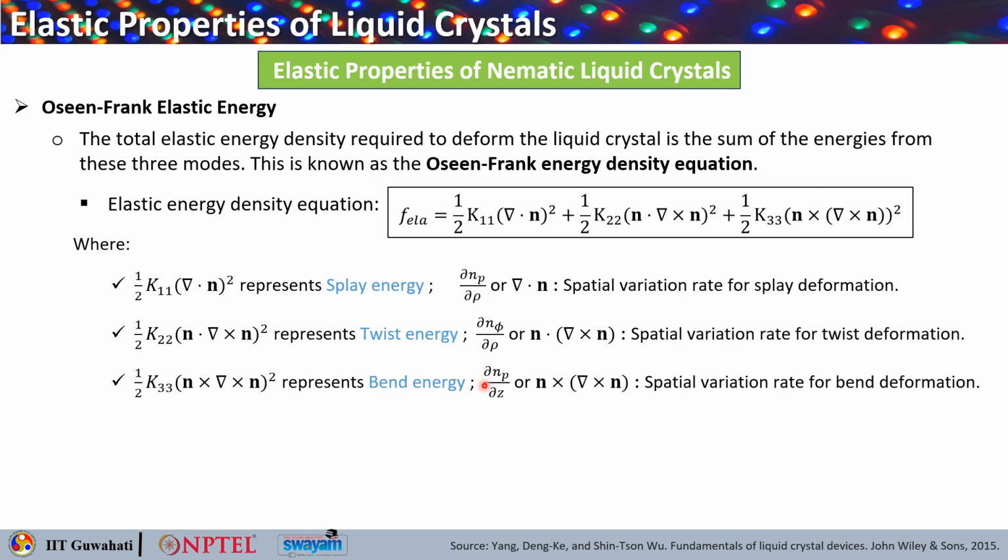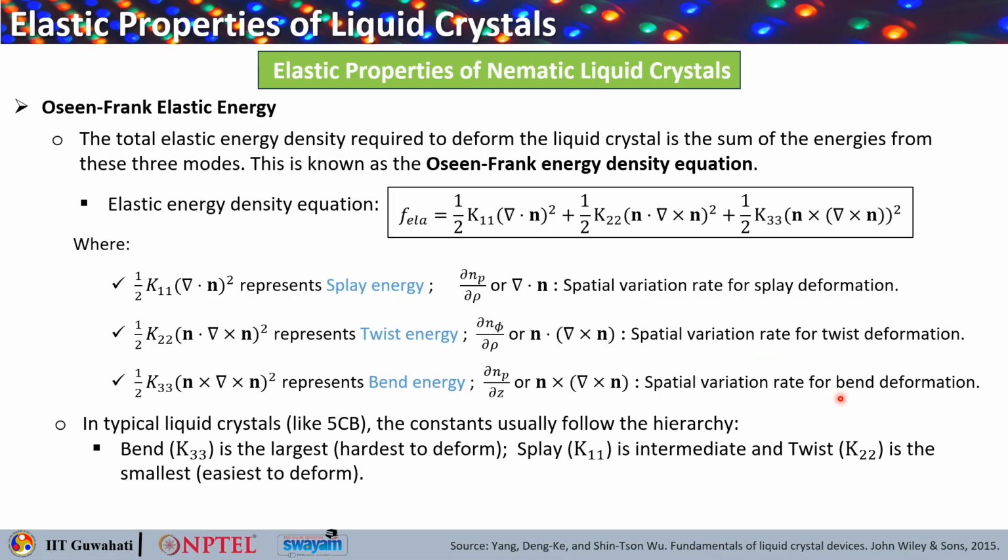So, you can do it like this, ∂n_ρ/∂z, or you can write it as this term, n cross curl of n. This is the spatial bending rate for bend deformation. So, one is for twist, one is for bend.